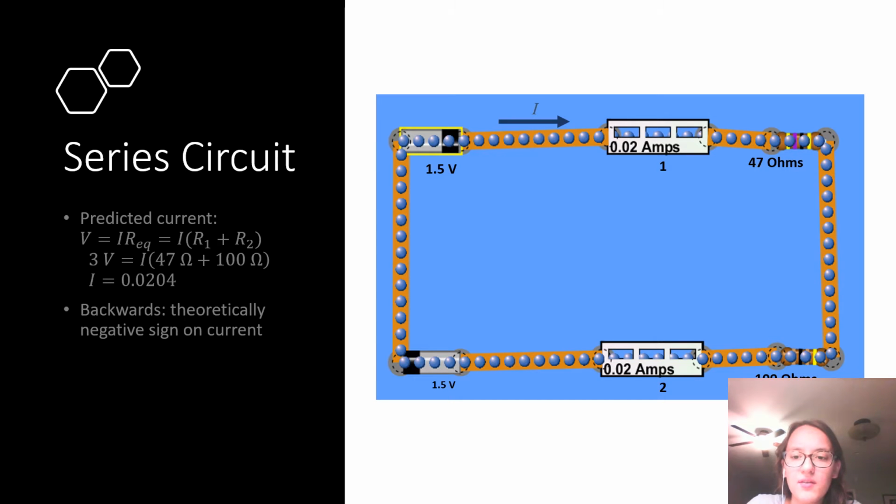Okay, so in the first part of the lab, we just set up a basic series circuit with 2 batteries and 2 resistors, and we were trying to figure out the amount of current that's flowing through this circuit, both with ammeters and just by calculating it. Using Ohm's law and the equivalent resistance of these 2 resistors in series, I calculated the current to be approximately 0.02 amperes, and that's exactly what the ammeters measured.